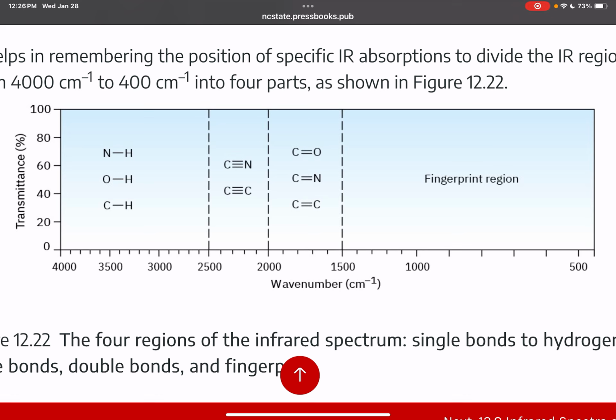And then all the way to the right there, you see a region called the fingerprint region. The fingerprint region is where we start seeing some really fine structure. And this is the area where the real experts can look at one of these spectra and figure out a lot of information. But that's not where we're at right now. So we're looking just for the types of bonds that are present. So for the most part, we're going to ignore the fingerprint region.